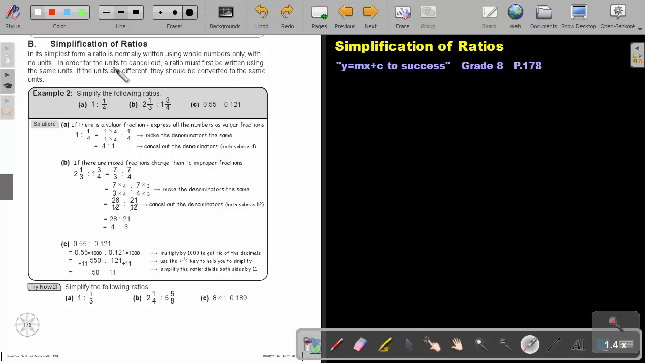In order for the units to cancel out, a ratio must first be written using the same units. If the units are different, they should be converted to the same units. Let's look at an example.